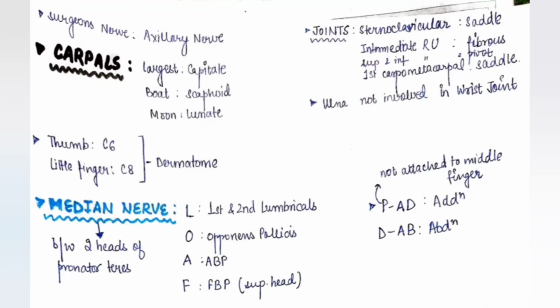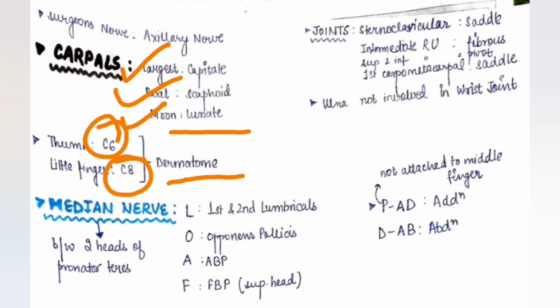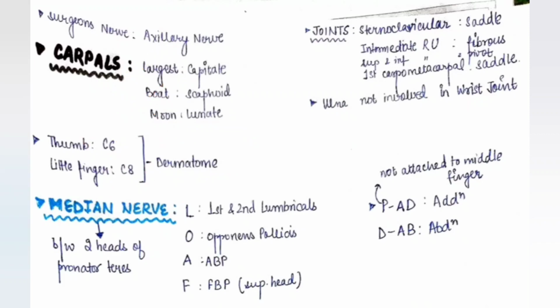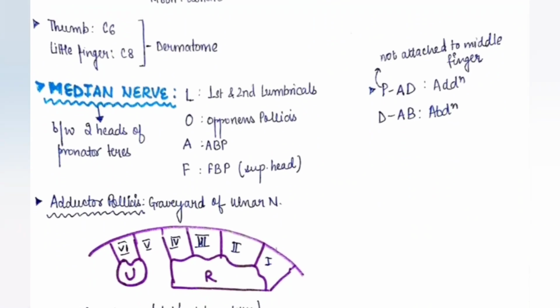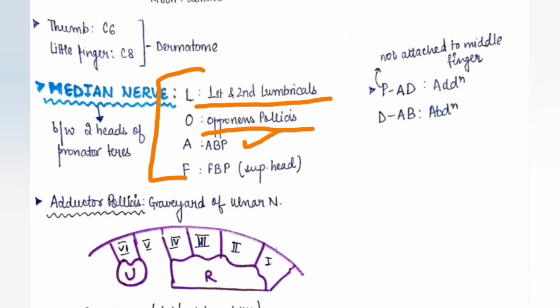Then talking about the carpal bones, largest is capitate, boat shape is scaphoid, and moon shape is lunate. Then the dermatome of thumb is C6 and little finger is C8. Then the nerve supply of median nerve is the following muscles, which is LOAF: first and second lumbricals, opponens pollicis, abductor pollicis brevis, and flexor pollicis brevis.